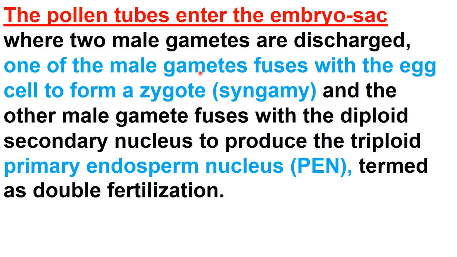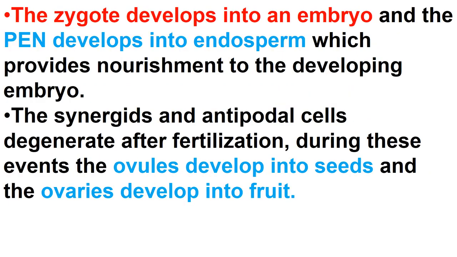Once a male gamete is fusing with the egg cell, and once another male gamete is fusing with the polar nuclei, two times fertilization is occurring. That's why it is called double fertilization. After this double fertilization we have two products, one zygote and another primary endosperm nucleus. The zygote that we got after the fertilization develops into an embryo, and the PEN, the primary endosperm nucleus, develops into endosperm.